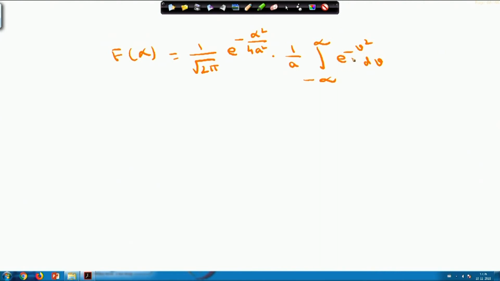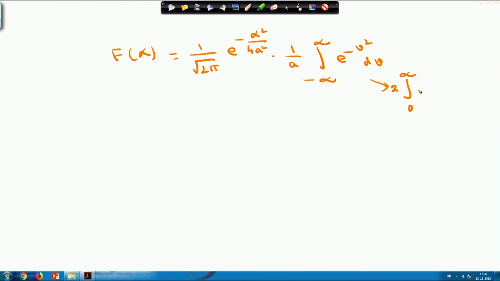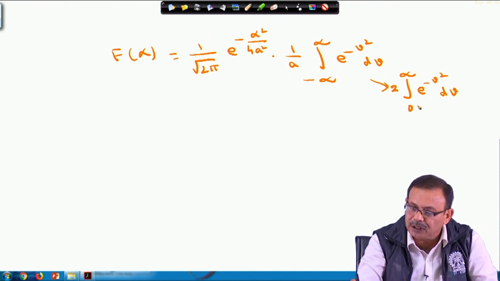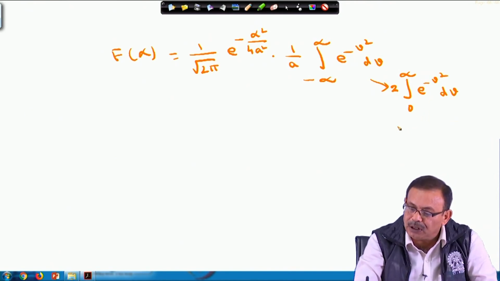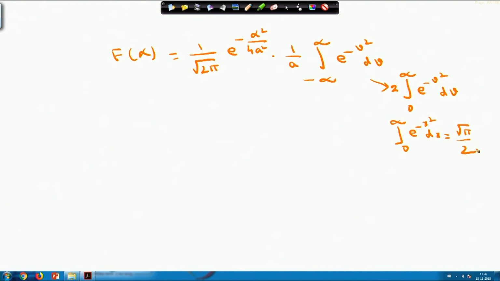Since e power minus x square is an even function, very easily you can write this as 2 into the integral from 0 to infinity of e power minus v square dv. Why am I writing this? Because the value of the integral from 0 to infinity of e power minus x square dx is root pi by 2.